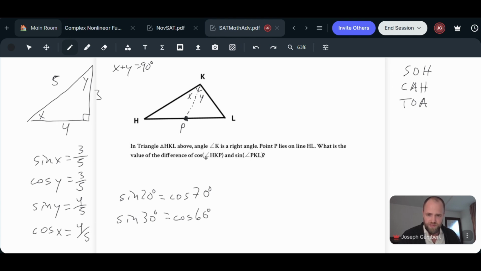And so the difference between cosine of HKP, so basically cosine of x in this case, right, and the sine of PKL, which would be the sine of y in this case, would just equal 0, because the cosine of x would equal the sine of y.